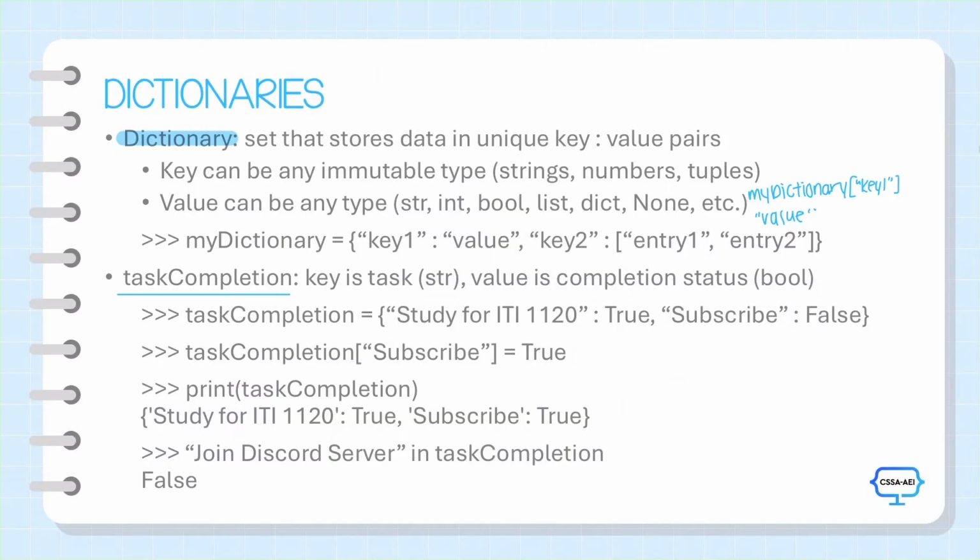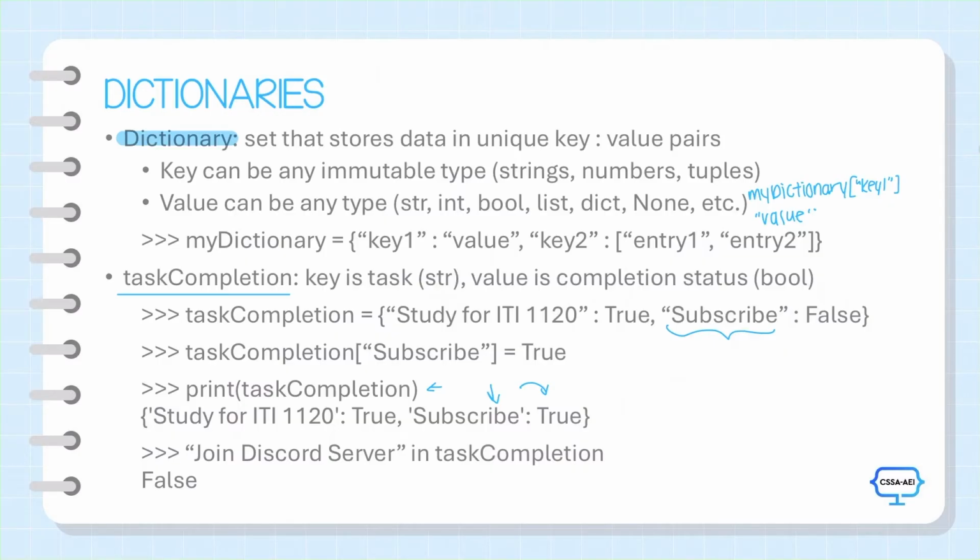Remember, sets are mutable, so are dictionaries. So if I index by the key subscribe, I'll get its value, which is false, right? But I can also set that to true. That'll modify our dictionary for us. So now, if I print out task completion, the key that we indexed, its value is now true.